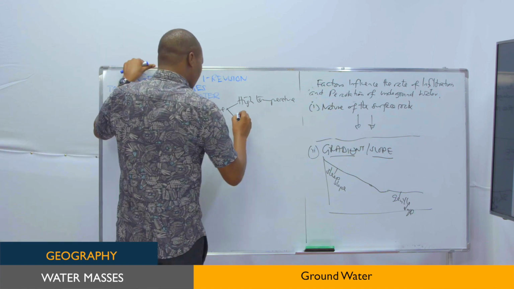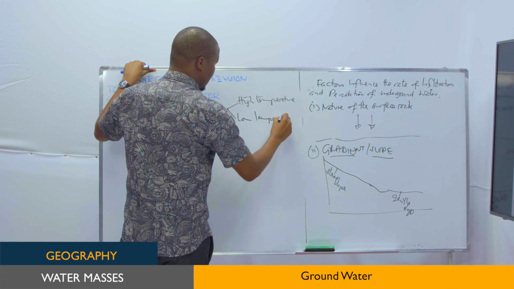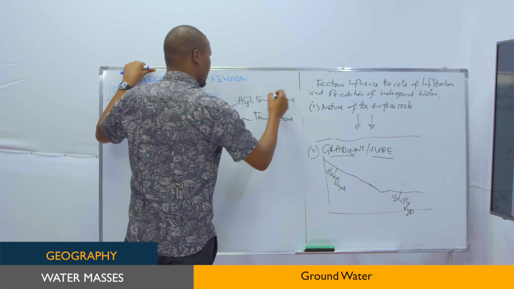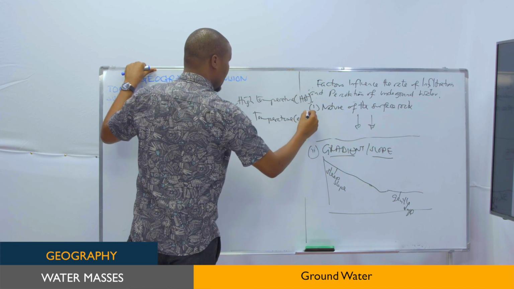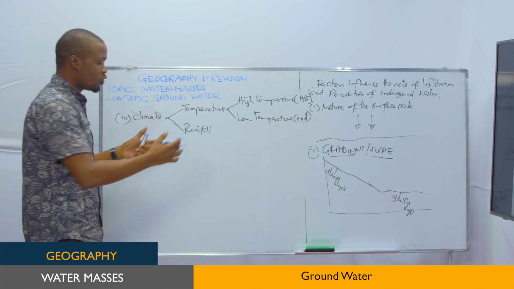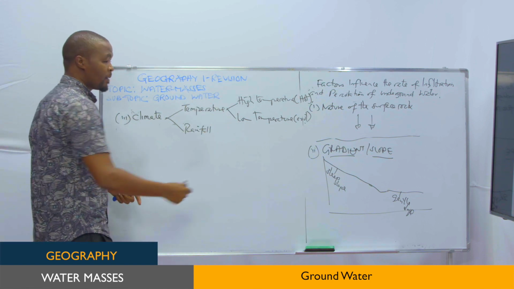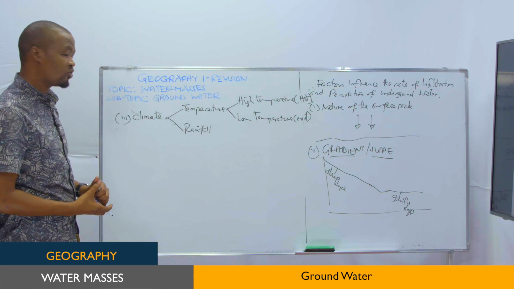But we expect areas of low temperature, which means cold or cool areas. Here we're talking about the hot areas. Here we are talking about the cool areas. Most of the cool areas we expect to have a high amount of water underground. Why? Because at this point there will be little evaporation and transpiration rate.